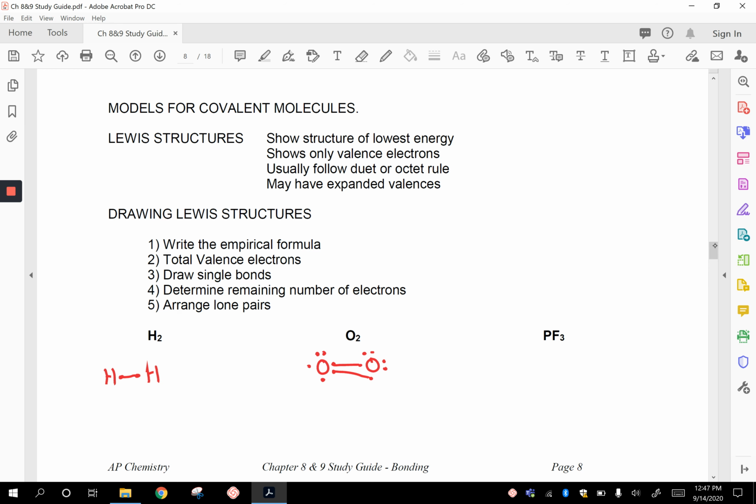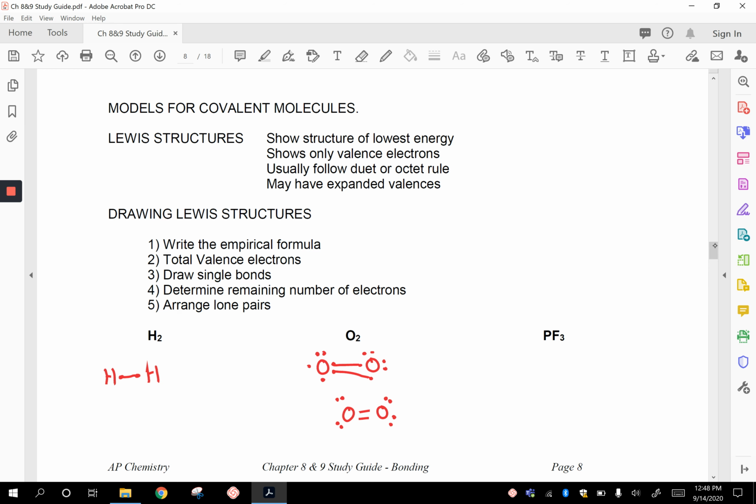And now this oxygen has 1, 2, 3, 4 that are in the bond, and then 5, 6, 7, 8. This one also has 8, so that's good. So then when you're done, just make sure it looks a little bit neater. Put your lone pairs next to each other. They exist in pairs, so this would not be okay on the test or on a worksheet.